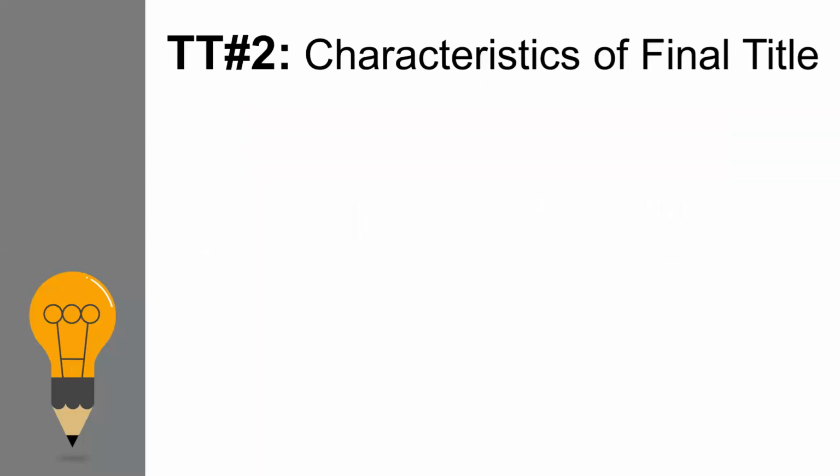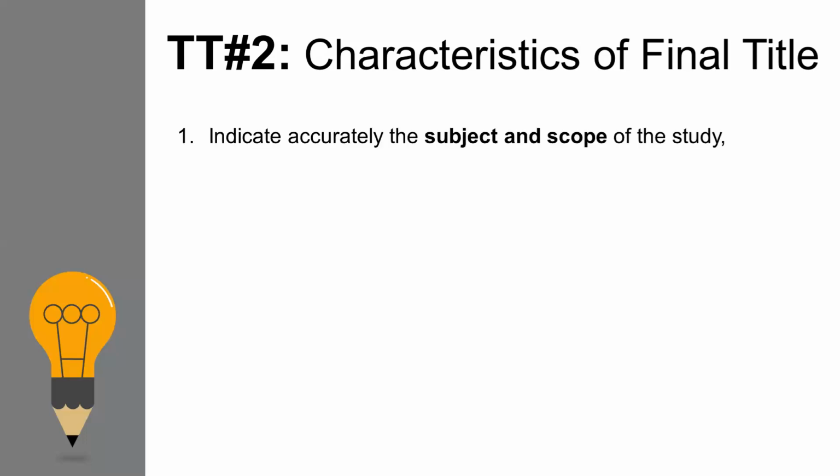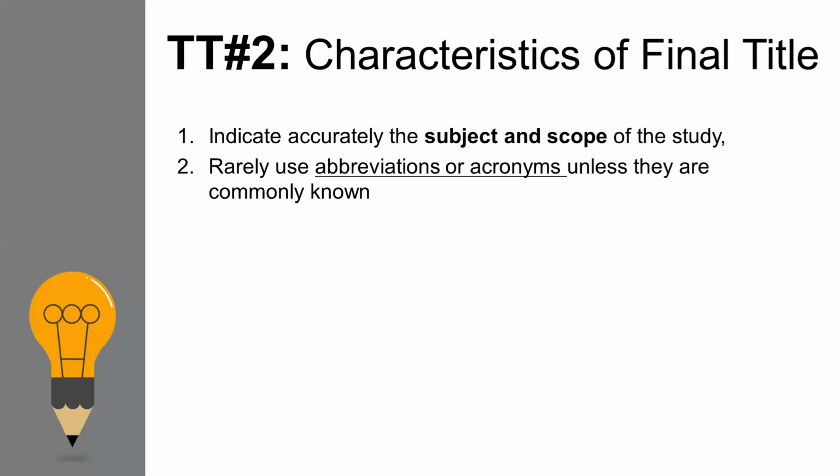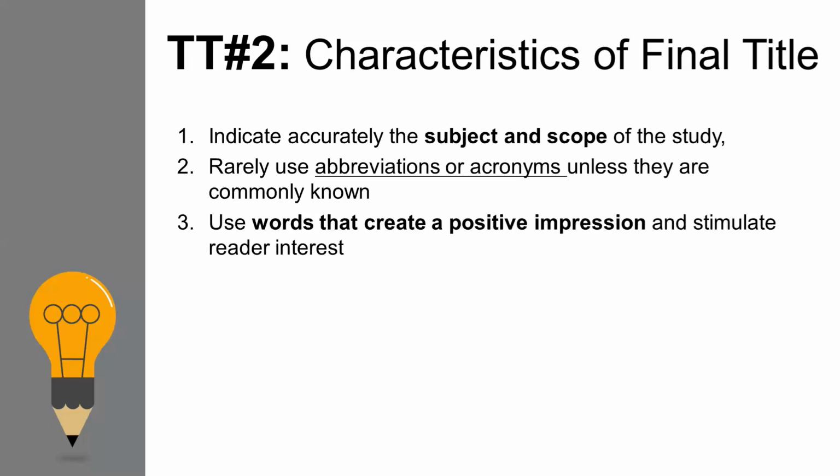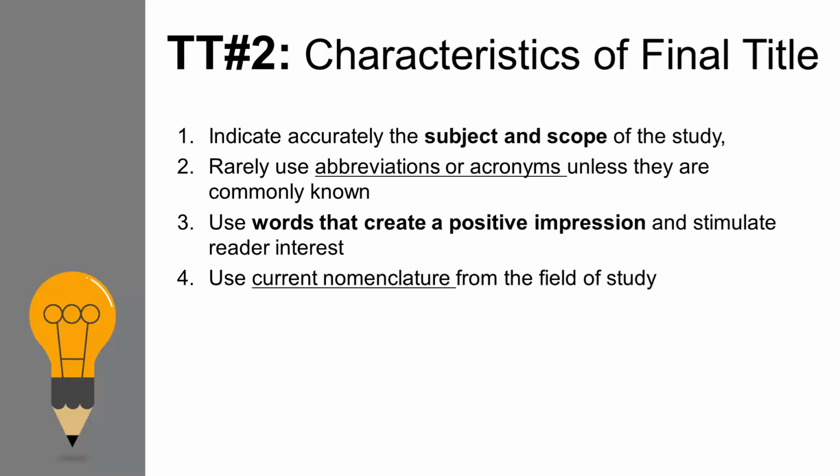The second tip is to understand the characteristics of the final title. So let's see what the characteristics of the final title are. It should indicate accurately the subject and scope of the study. Rarely use abbreviations or acronyms unless they are commonly known. Use words that create a positive impression and stimulate reader interest. Fourth is to use current nomenclature from the field of study. So your title should have terminologies which are consistent with your field of work.